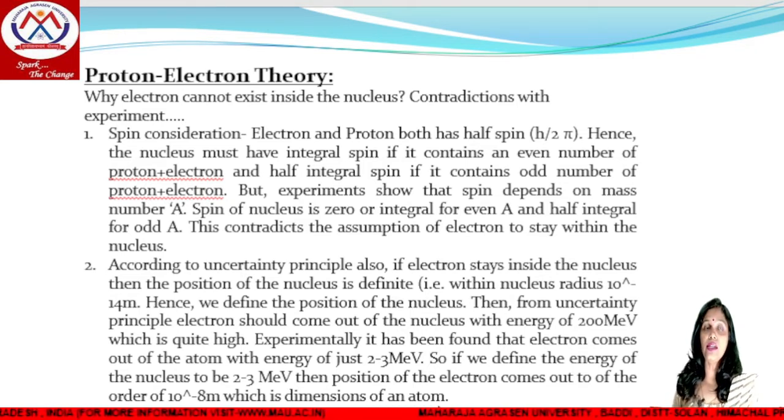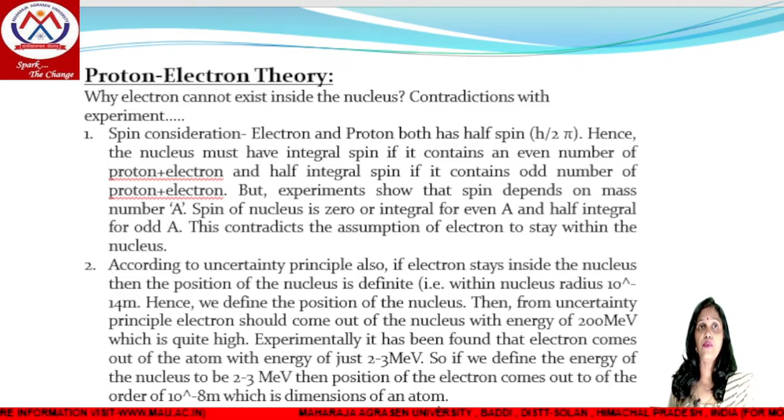Also, according to the uncertainty principle, if an electron stays inside the nucleus, then its position is definite, that is, within the nucleus radius of 10 raised to the power of minus 14 meters. Hence, we define the position. Then from the uncertainty principle, the electron should come out of the nucleus with an energy of 200 MeV, which is quite high. Experimentally, it has been found that the electron comes out of the atom with an energy of just 2 to 3 MeV.